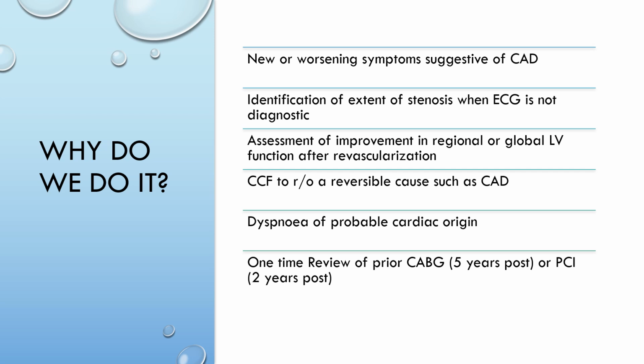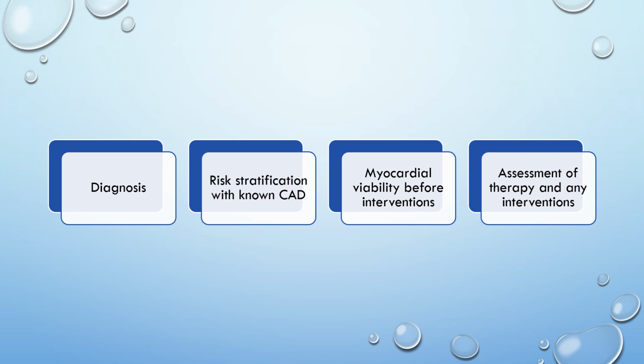When we think that this patient has dyspnea of probable cardiac origin, and it's suggested that in a one-time review of prior CABG, for instance, 5 years post, we can do just the one-time MPI. A patient who's had PCI 2 years post, we can do just the one-time MPI also.